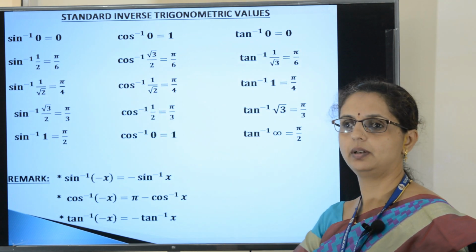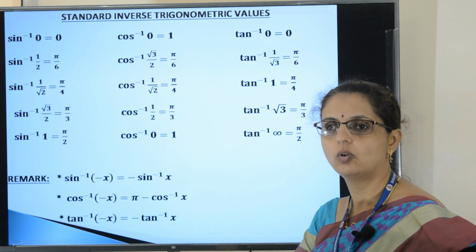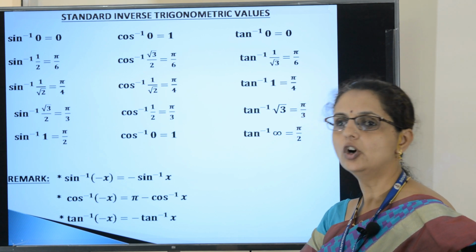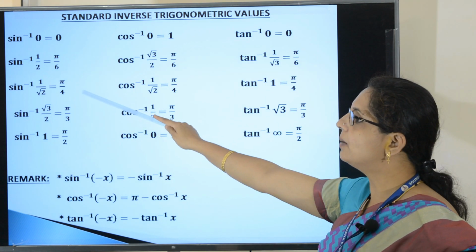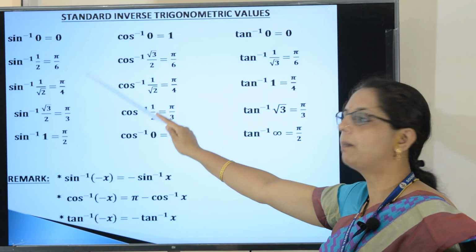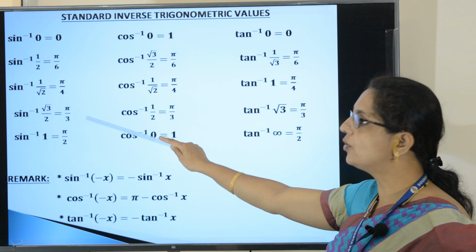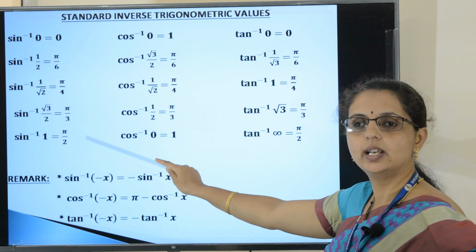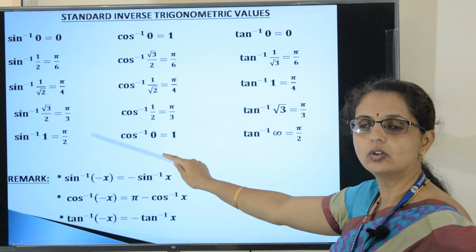This third example, students. Sine of pi by 4 is 1 by root 2. Sine inverse of 1 by root 2 will be equal to what? Pi by 4. Sine inverse of root 3 by 2 will be equal to pi by 3, and sine inverse of 1 is pi by 2. Just concentrate on the last one.